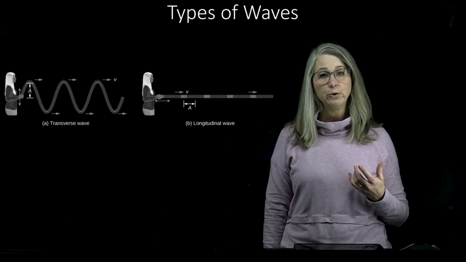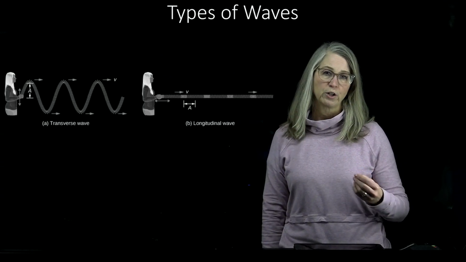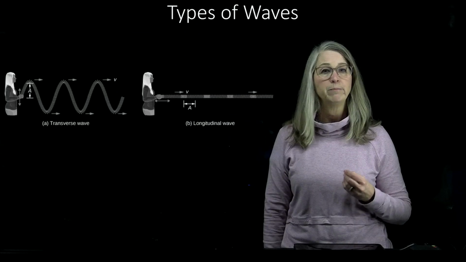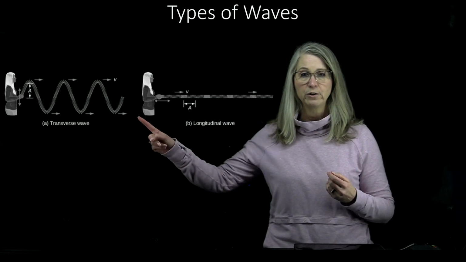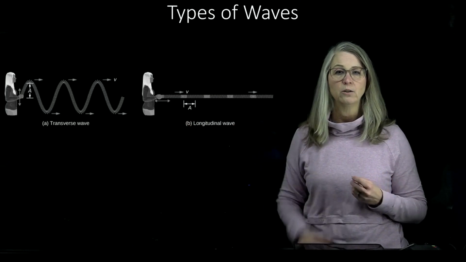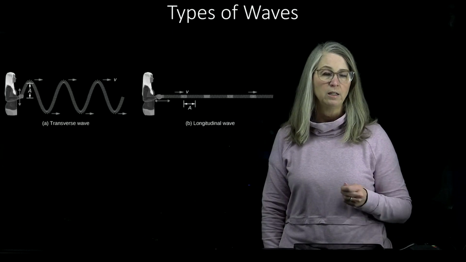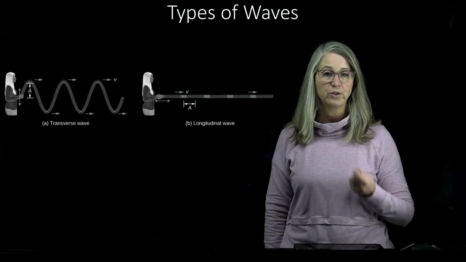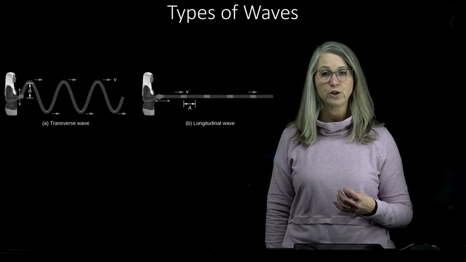The other type of wave that isn't as common, or maybe not as intuitive to us, is a longitudinal wave, and in this situation, the disturbance is actually parallel to the direction of propagation. Here you see again the wave is traveling in the horizontal direction, but this time the disturbance within the spring, which is our medium, is also in the horizontal direction.